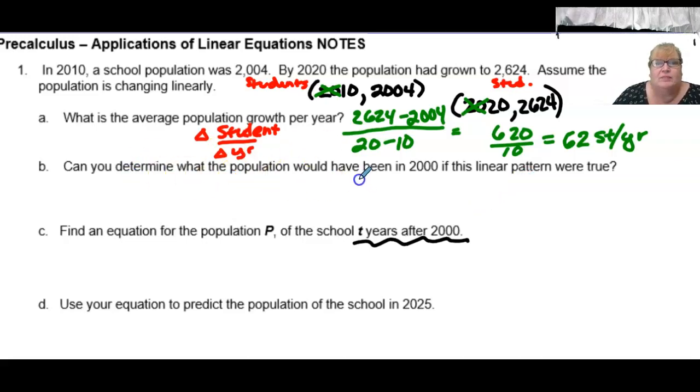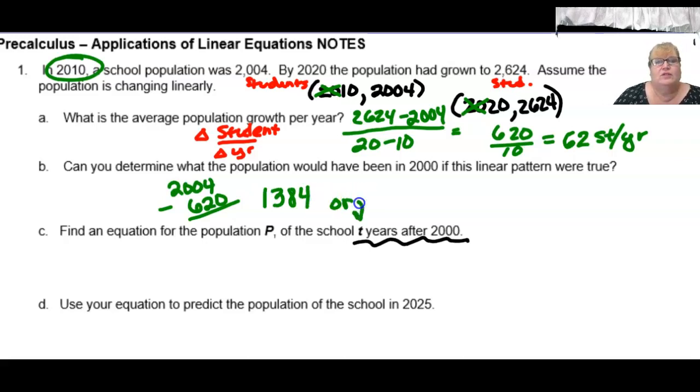All right, can you determine what the population would have been in 2000 if this pattern were true? We could do this several different ways. This was a change of 10 years, and it grew 620 students. If we wanted to go back 10 years, we could just do the population minus 620 students, which is what it grew in 10 years. So we could do this, which gives us 1384.